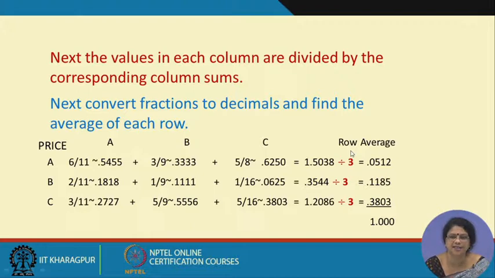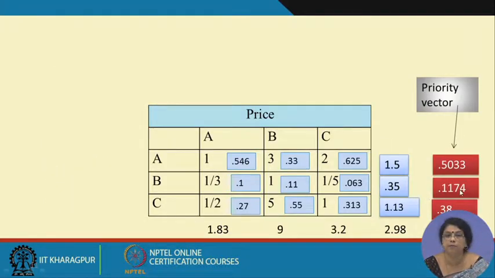But if I include the cost of labor here, the situation may differ. It may not happen that ABC will be the order of increasing. Here the values are in increasing order. This is what we call the priority vector, but it is also called the preference structure with respect to price for A, B and C. The same thing we have summarized in this table.